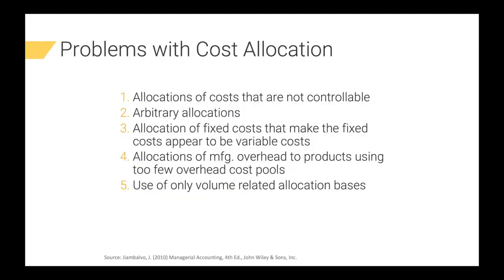Problems with cost allocation. 1. Allocations of costs that are not controllable. 2. Arbitrary allocations. 3. Allocation of fixed costs that make the fixed cost appear to be variable cost. 4. Allocations of manufacturing overhead to products using too few overhead cost pools. 5. Use of only volume-related allocation bases.